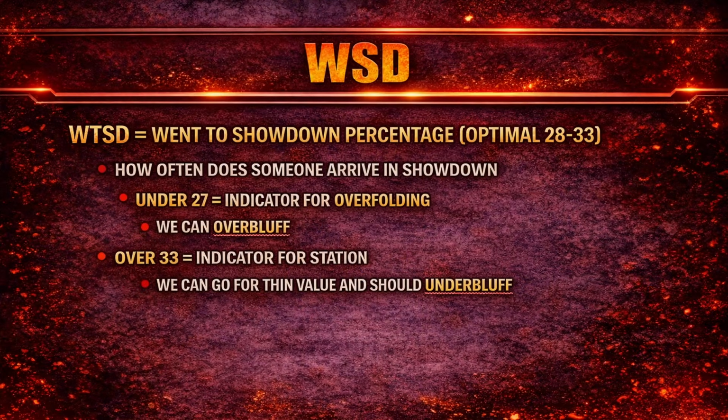Went to showdown is optimally between 28 and 33%. Under 27% means that the player is overfolding. We are allowed to overbluff. Over 33% is a station. We are allowed to go for thin value and we should underbluff.